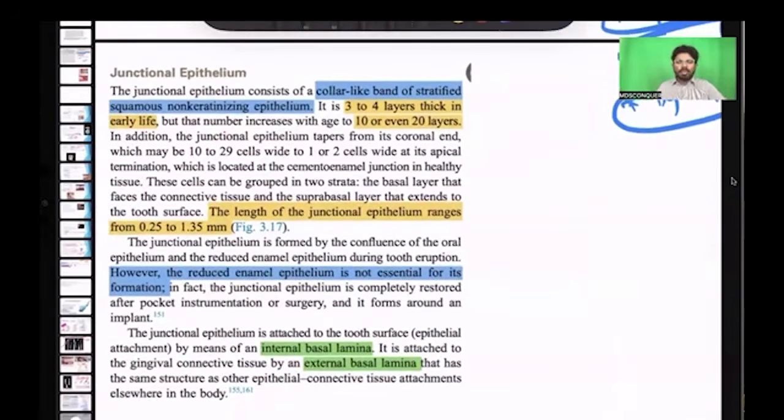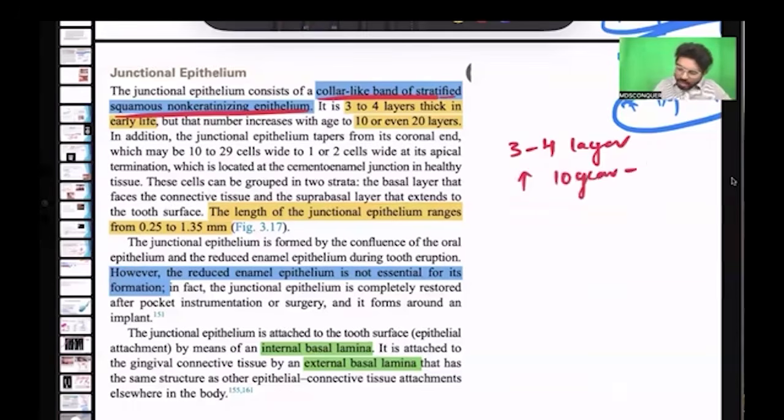So your junctional epithelium is a collar-like band of stratified squamous non-keratinized epithelium. Initially, it is 3 to 4 layers in thickness. But the number increases as age increases, up to 10 layers or even 20 layers. Okay, initially 3 to 4 layers, later it becomes 10 to 20 layers.